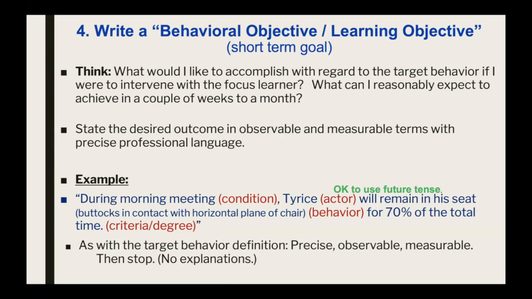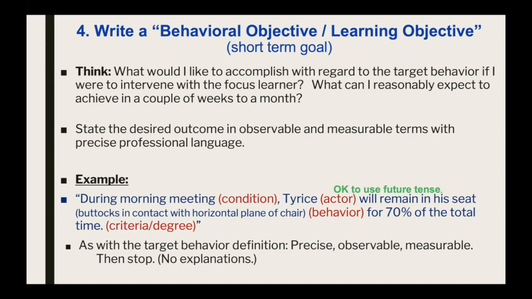And it's got to have a condition, like the circumstances that are occurring. Oh, during the morning meeting. Who are we talking about? Who are we gathering data on? Oh, Tyrese. And what's the defined action? Oh, buttocks in contact with horizontal plane of chair. We got to have the behavior. And where do we think we can have this student functioning? Just a ways down the road.